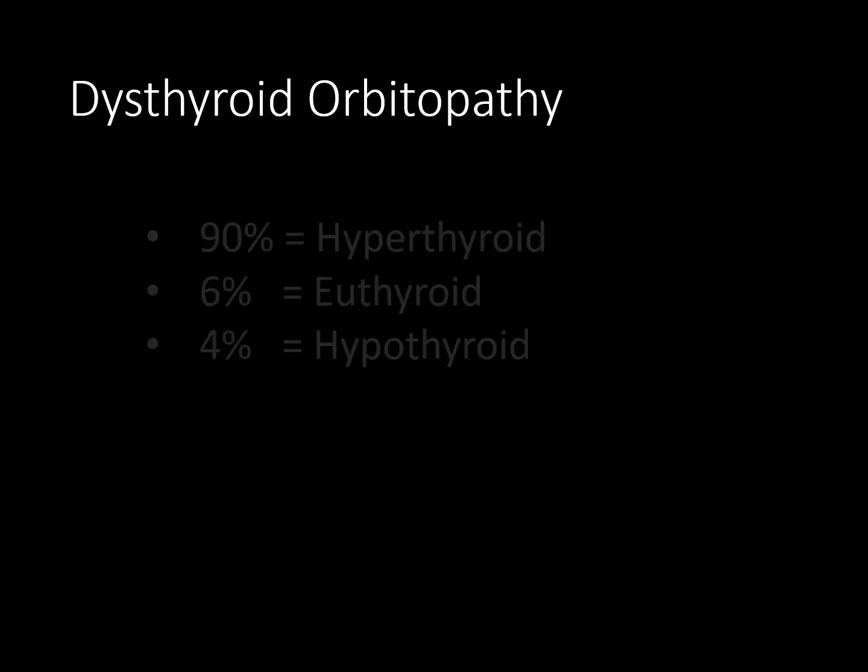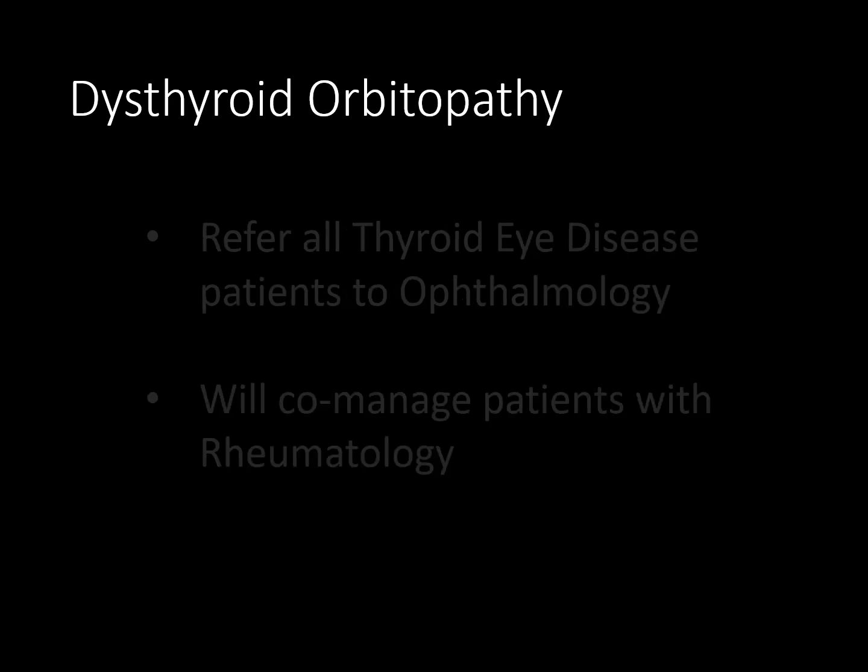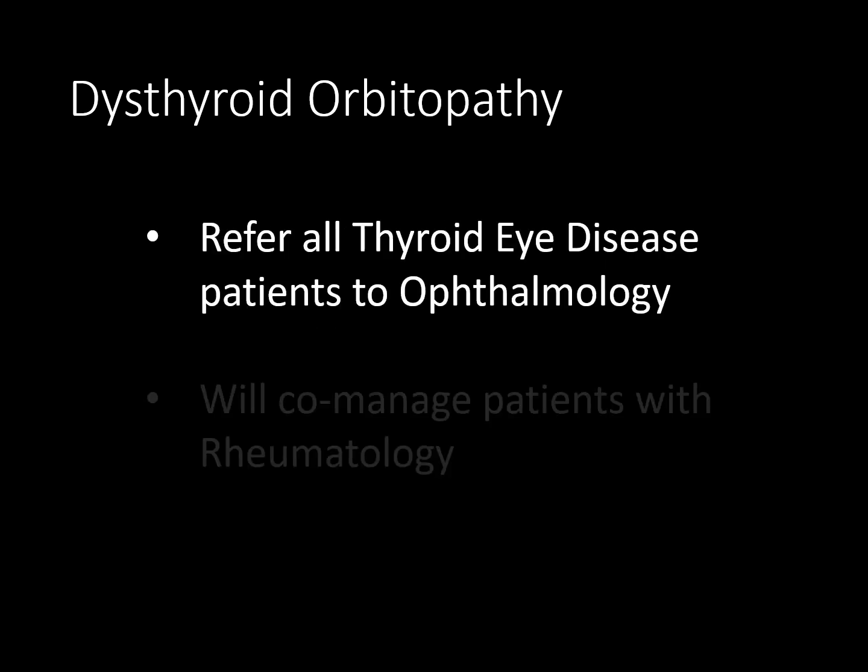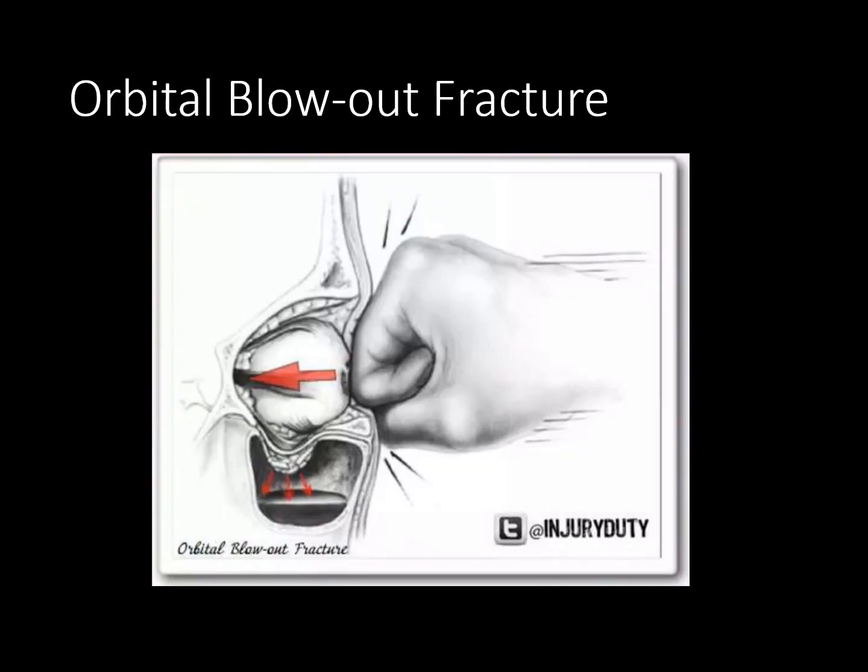Just again to remind you that 90% of patients are hyperthyroid, 6% euthyroid, and 4% hypothyroid. And then we want to have all thyroid eye disease patients referred to ophthalmology. We co-manage them with rheumatology, but often we are the ones that initially make the diagnosis on the basis of the pathognomonic CT scan picture and when we do the thyroid functions. 90% of them have raised thyroid hormones.